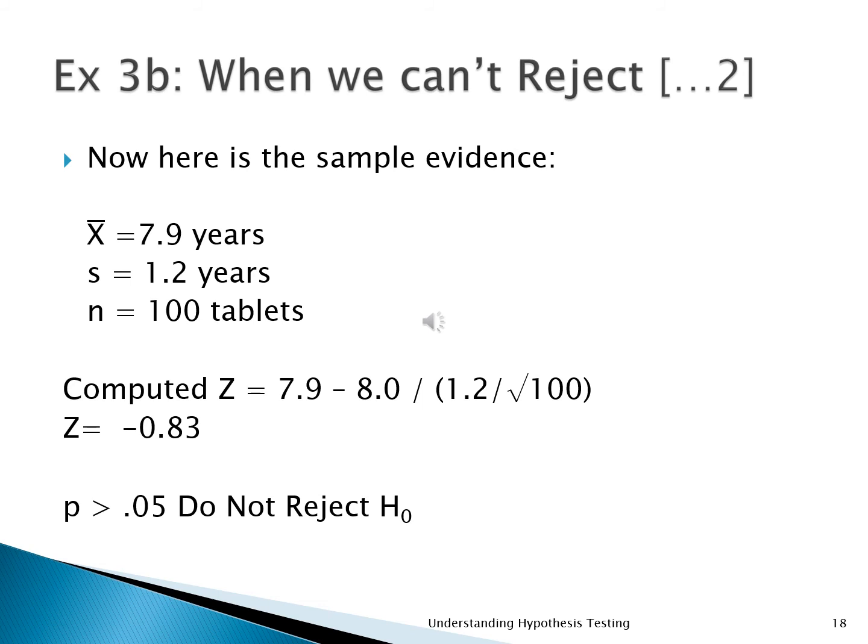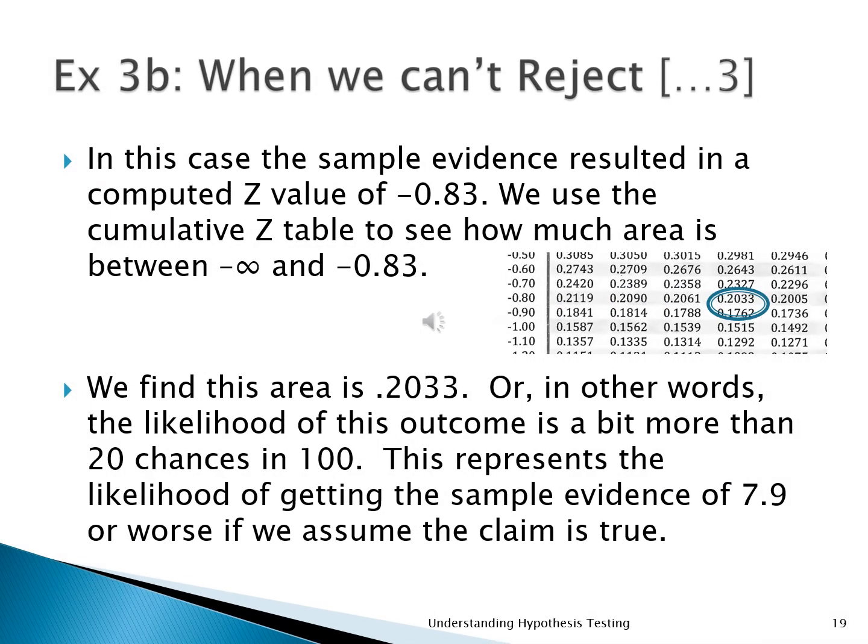Normally we'd say don't reject. We're not in the rejection region. What does that mean? If you use the cumulative Z table, you'll find the area between negative infinity and minus 0.83 has an area of 0.2033. It's telling us that the likelihood of getting that kind of sample evidence is 20 chances in 100. In other words, it's not so unlikely to get, the real mean could be 8, that was our straw man. The true mean could be 8, and getting 7.9 is not so unusual.